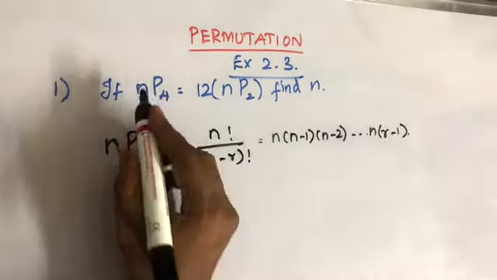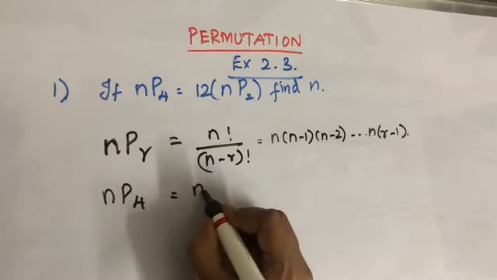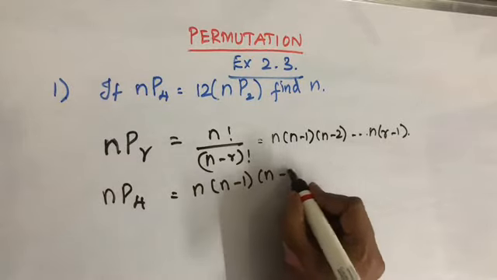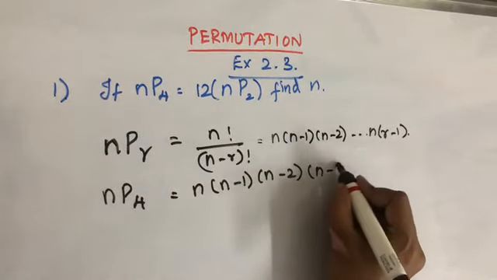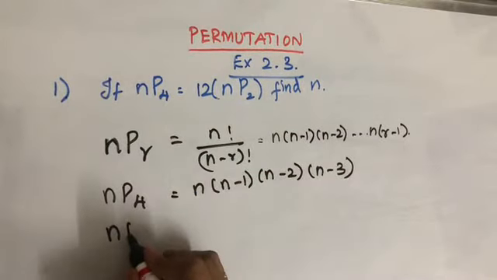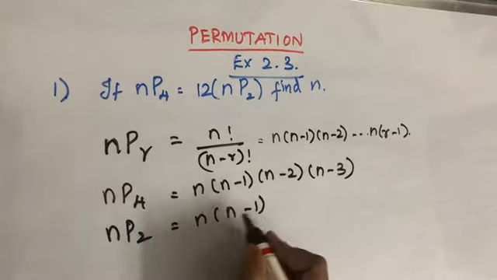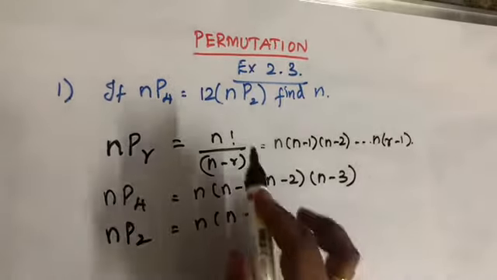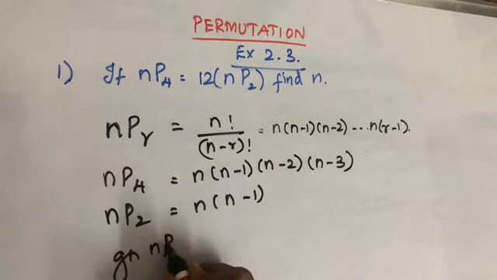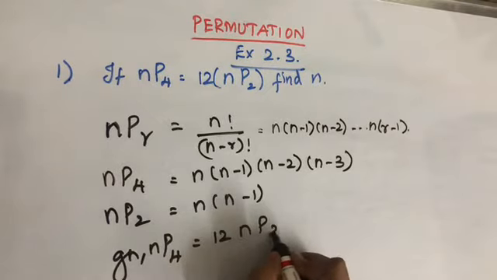So, np4 can be written as n into n minus 1 into n minus 2 into n minus 3, 4 factors. Similarly, np2 can be written as n into n minus 1, 2 factors, okay, from n. So, now what is given? Given that np4 is equal to 12 into np2.